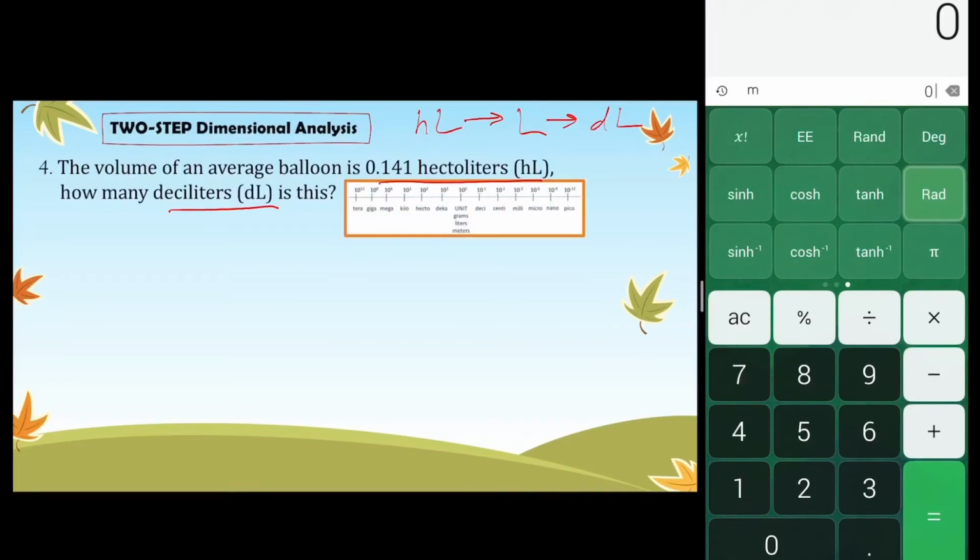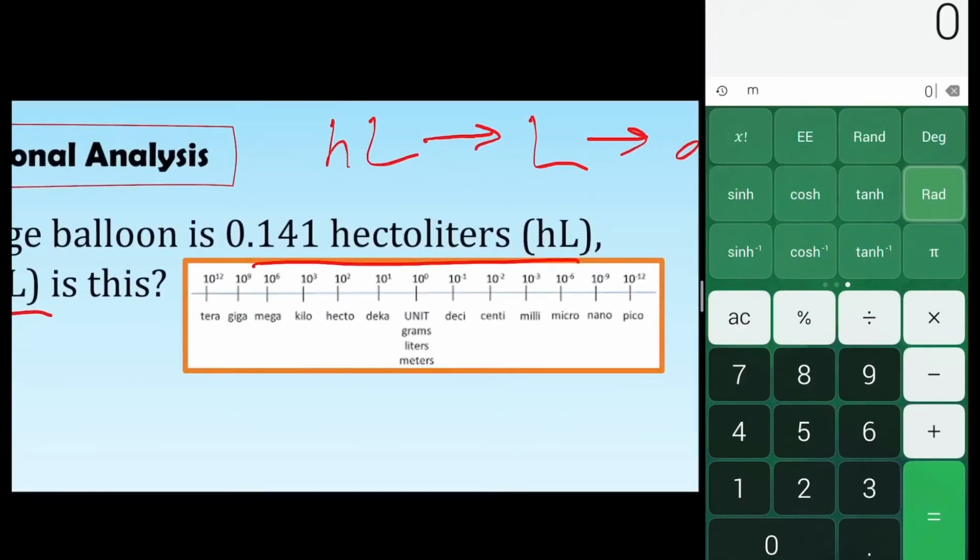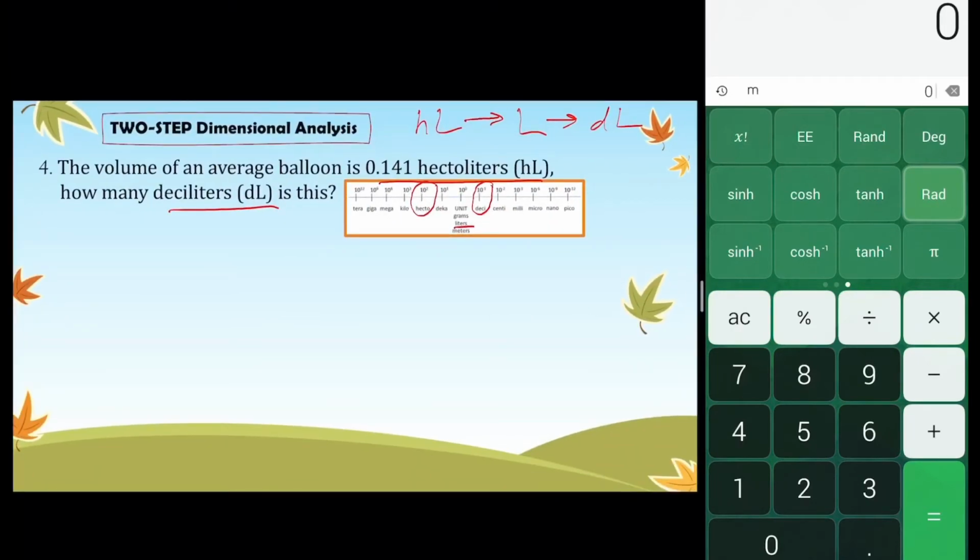Let's bring in our prefix table and find hectoliter. So hectoliter is right here, and the way to interpret this is 1 hectoliter equals 1 times 10 to the power of 2 liters, or 100 liters. And then let's look for deciliter. It's right over here. And the way to interpret this is 1 deciliter equals 1 times 10 to the power of negative 1 liters, or 0.1 liters. So now that we have our prefixes sorted out, these are our conversion factors.